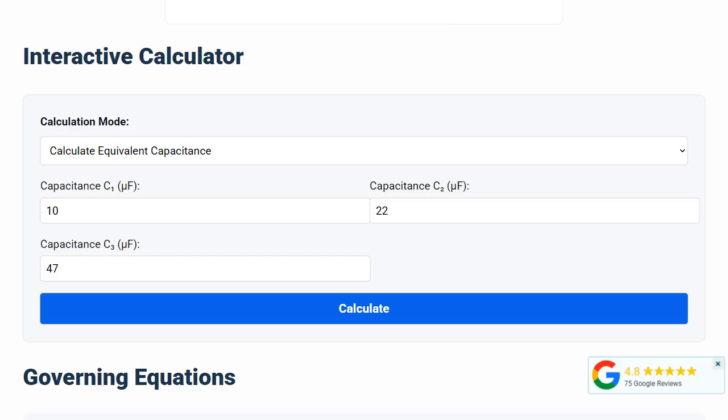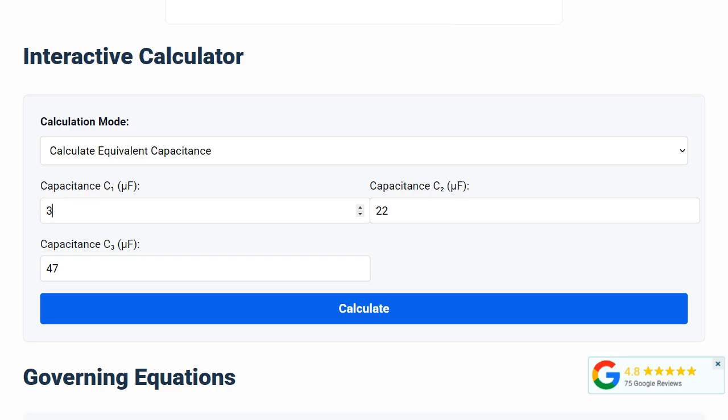To use this calculator, start by entering the number of capacitors in your parallel circuit. Then input the capacitance value for each capacitor in microfarads or your preferred unit. Next, enter the supply voltage in volts. You can also specify the series resistance if you want to analyze transient charging behavior.